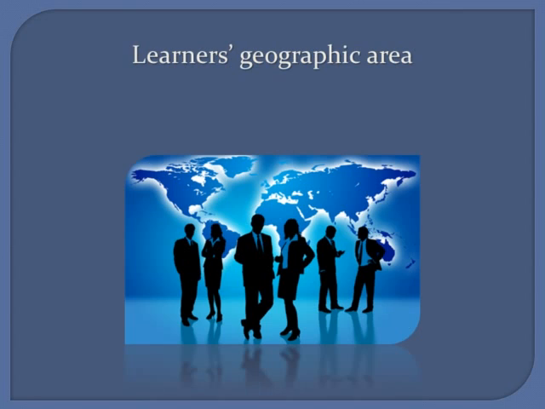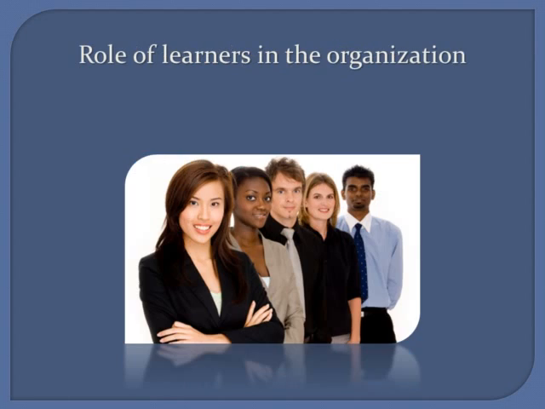The second step in chalking out the roadmap is to know the learner's geographic area. This helps us define the language in which the course needs to be developed and the cultural sensibilities that need to be kept in mind in the course content. The next step is to understand the learner's specific job responsibilities within their organization. This will help us to identify the learning objectives for the target audience.